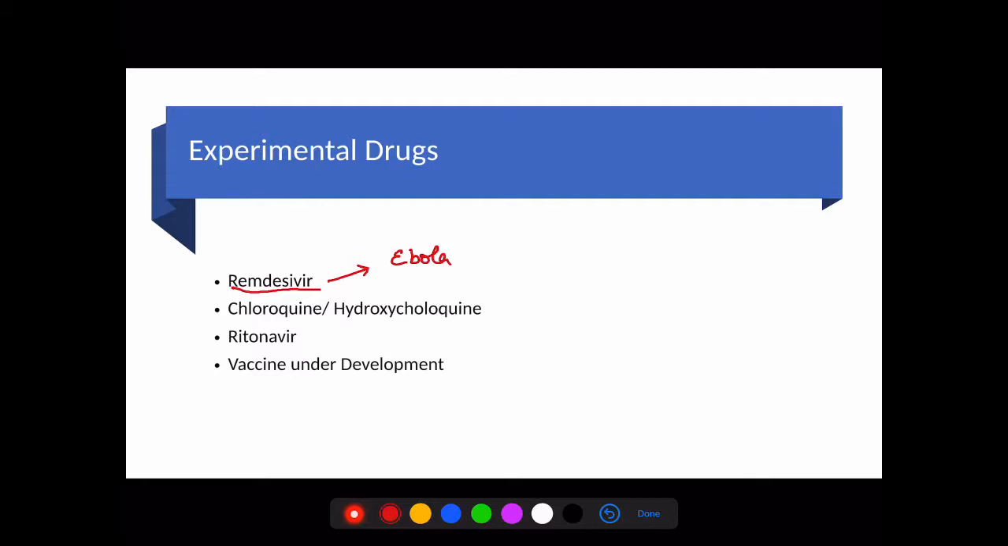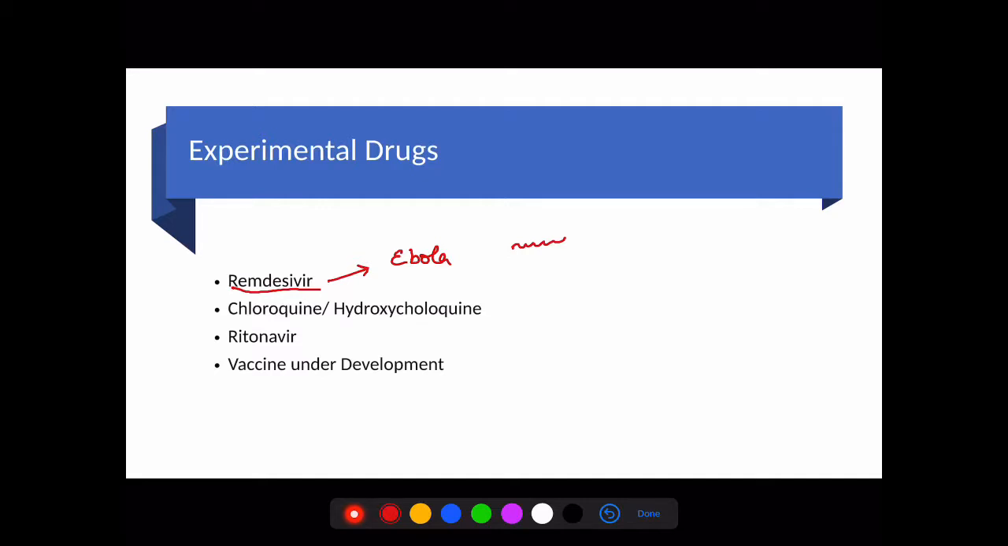So what this drug does is that it blocks the enzyme which is responsible for elongation of the viral RNA. So once this is blocked, then the viral RNA cannot replicate, and if it cannot replicate, then the viral particle will not have enough RNA, and the virus cannot make its copies.